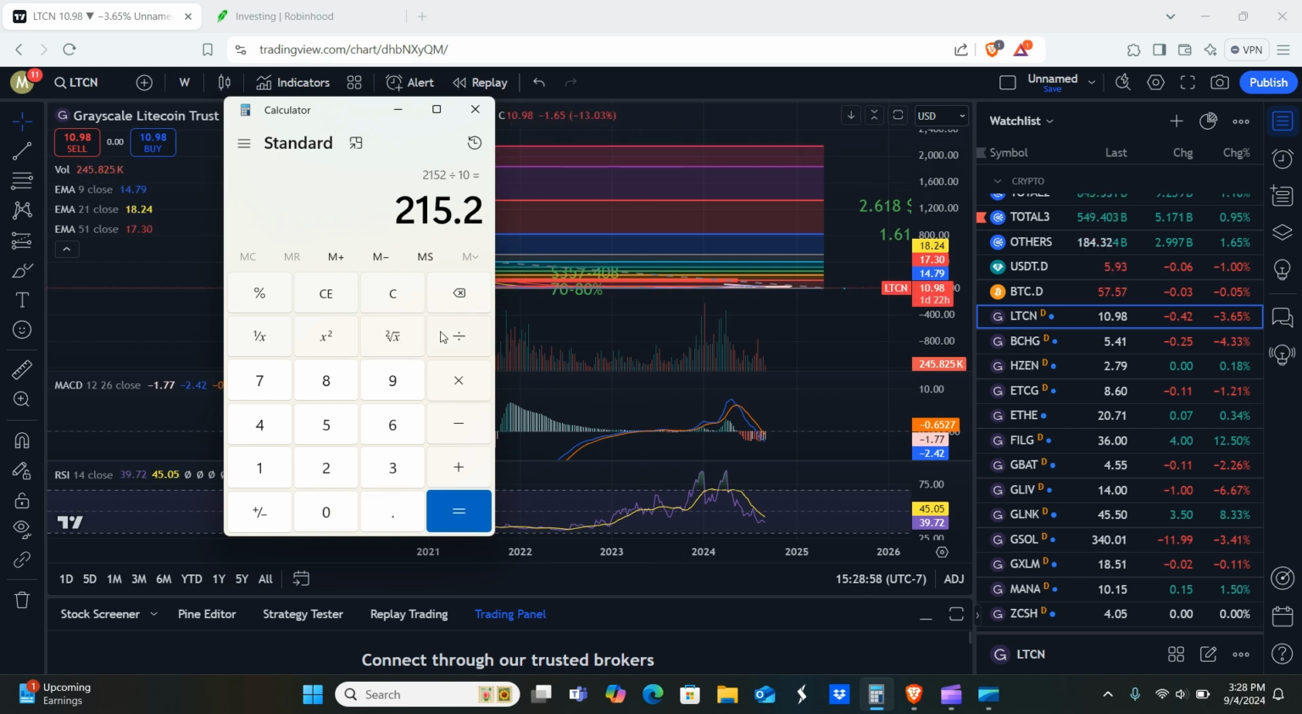So anyways, LTCN here, 215X. Again, if the narrative is extremely strong behind the Grayscale Trust going into the bull run and it becomes like viral, like everybody's talking about it, then yeah, absolutely, these things could do stupid gains.